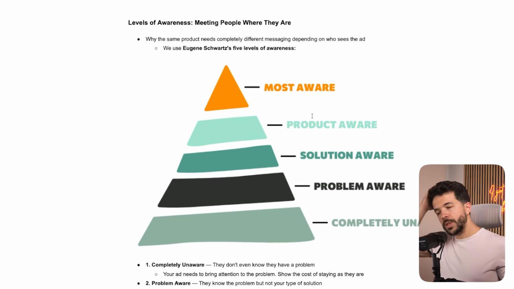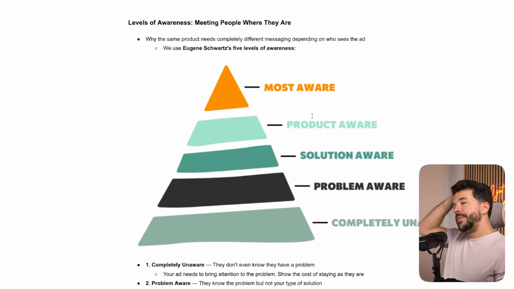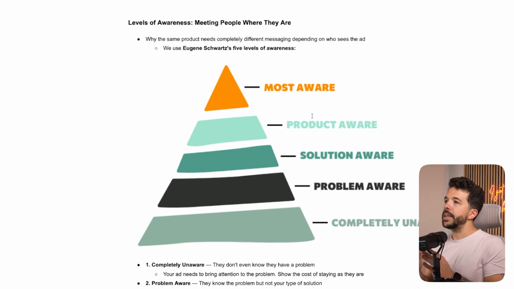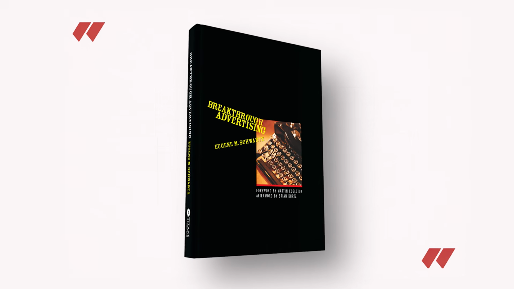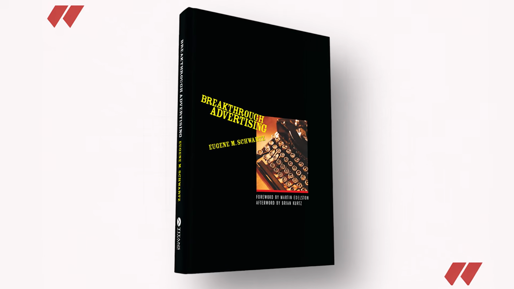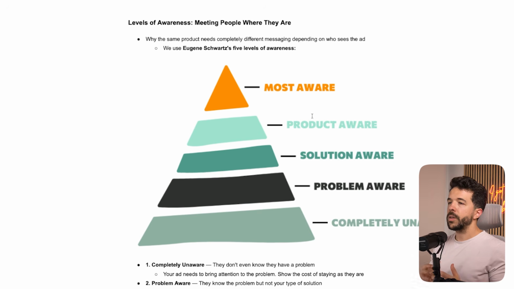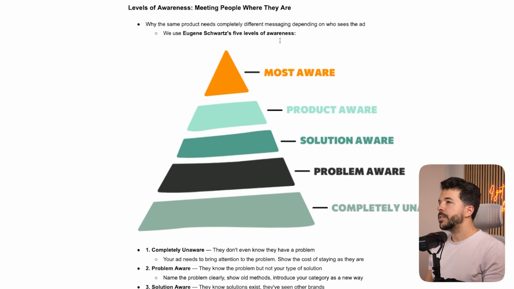Speaking of direct response principles, something that I need you to understand for the testing phase is the levels of awareness. Now, the most popular one is Eugene Schwartz's 5 Levels of Awareness. It comes from Breakthrough Advertising. Great book, highly recommend it. If you're looking for books on this topic, it's a great one, must read. And there are 5 levels.